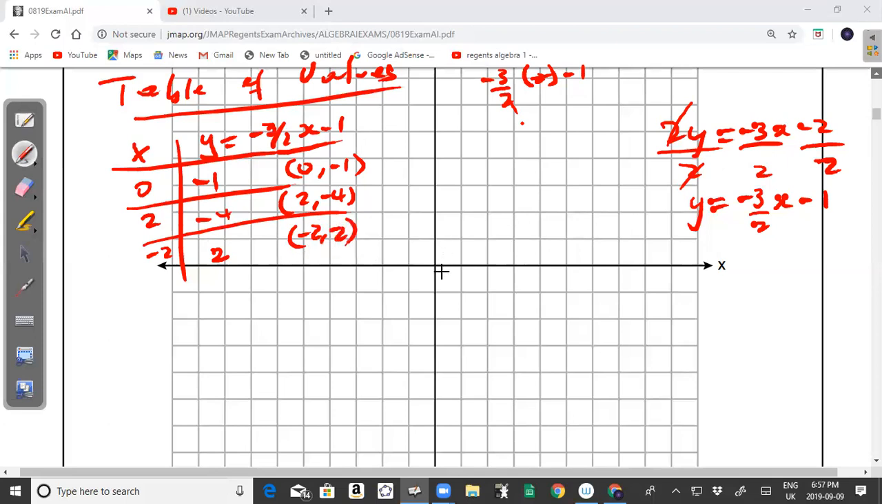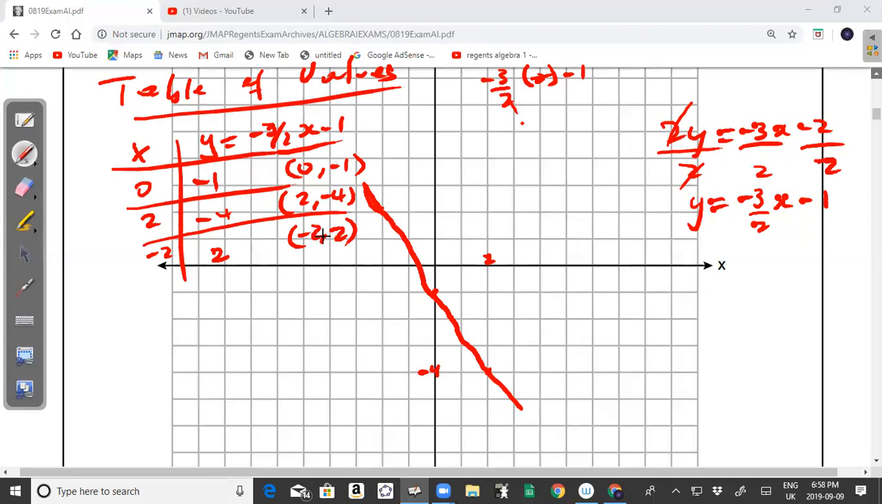So we can plot these three points here. For example, x is 0, y is negative 1, right here. X is 2, y is negative 4: 1, 2, 3, 4. This is negative 4 and this is 2. And the next point is x is negative 2 and y is 2, so right here. Now we can simply draw a line through these three points. Of course, your line will look much better than mine because you can use a straight edge or a ruler to draw your line.